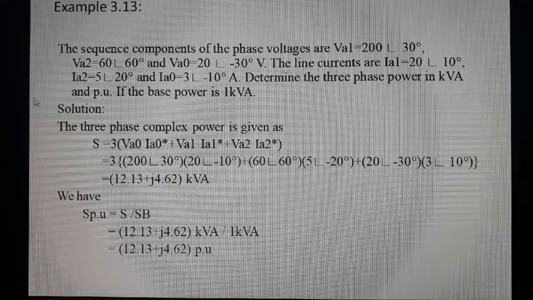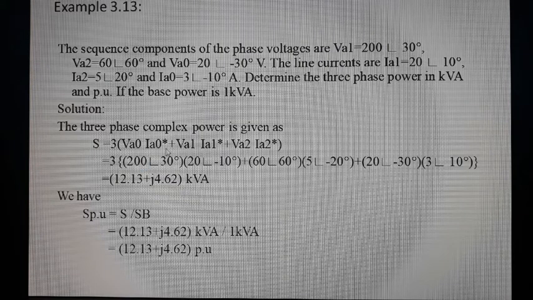Taking one example, the sequence components of the phase voltages are Va1, Va2 and Va0, and the line currents are Ia1, Ia2 and Ia0. Determine the three-phase power if the base power is 1 kVA. As we know, the three-phase complex power is given by 3 times Va0 Ia0 conjugate plus Va1 Ia1 conjugate plus Va2 Ia2 conjugate. All the values have been given.